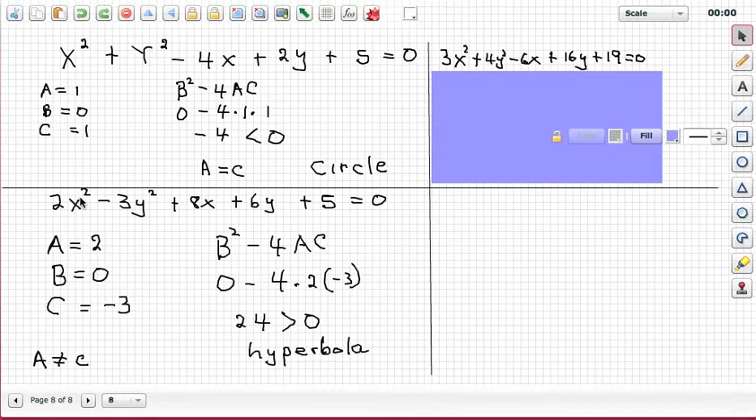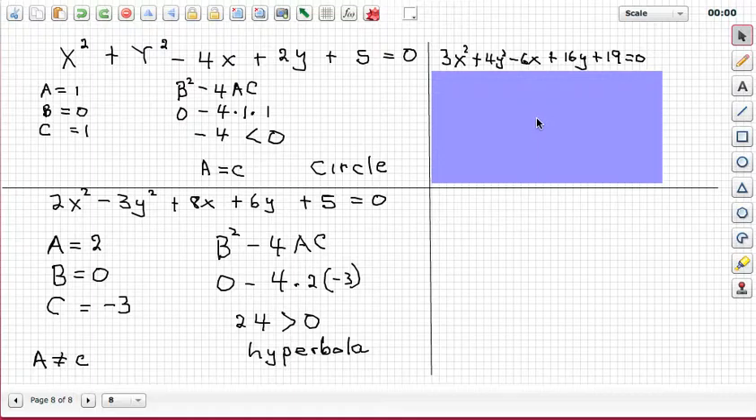2x squared minus 3y squared plus 8x plus 6y plus 5. A is the term in front of the x squared. B is the term in front of xy. There is no xy term here, so that's 0. C is the term in front of the y squared, which is -3. A is not equal to c. B squared minus 4ac is 0 squared minus 4 times 2 times -3. It's positive 24, which is greater than 0, so it'll be a hyperbola.